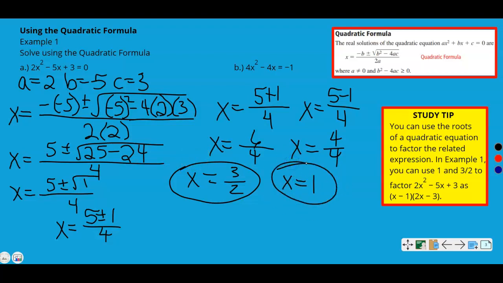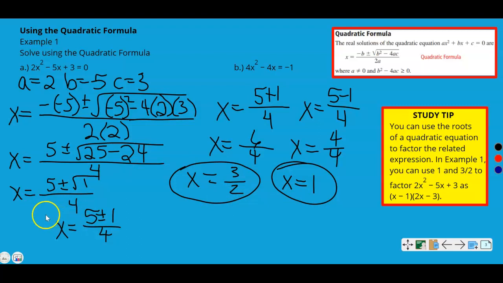So x equals 1 is our second solution. All right, so you should be able to plug these x's in. When you plug these in for x, they would equal 0, and that would be an easy way to check to make sure those are your two solutions. You can also graph this quadratic equation and see if the x-intercepts are at 3 halves and at 1.